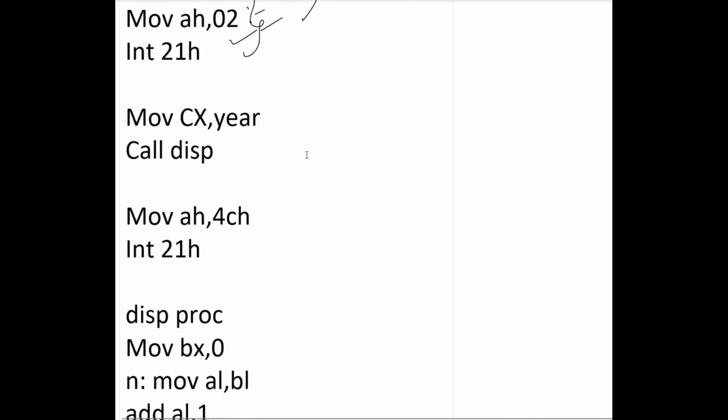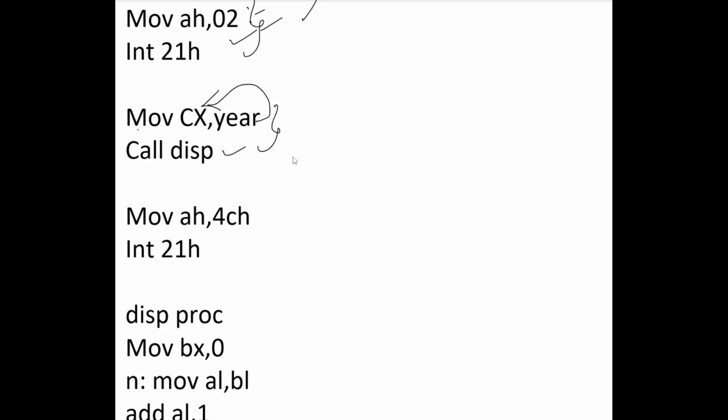And the next is MOV CX, year. The value which is stored in the year variable is moved to the CX register. And next is CALL disp. We are calling the disp procedure to display the year value which is stored in the CX register. These two lines of the code are used to display the current year value on the console.